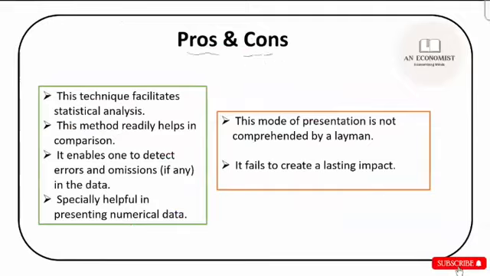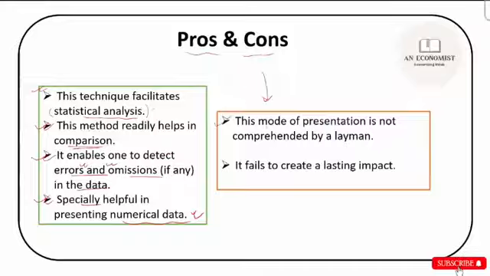Finally, the pros and cons of a table. A table is a technique that facilitates statistical analysis because you are presenting the numerical data in a systematic way, so it is readily available data that can be used for statistical analysis, which we have seen that textual presentation is not that effective in that sense. Secondly, this method readily helps in comparison, which we have also discussed. Then it enables one to detect errors and omissions, if any, in the data. When you are writing everything systematically, your scope of finding errors and omissions will be more. And fourthly, it is especially helpful in presenting numerical data. In a table, we usually see numerical data.